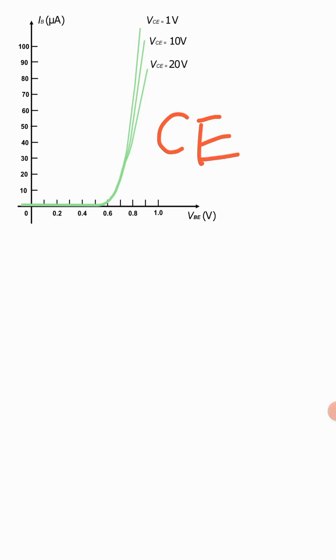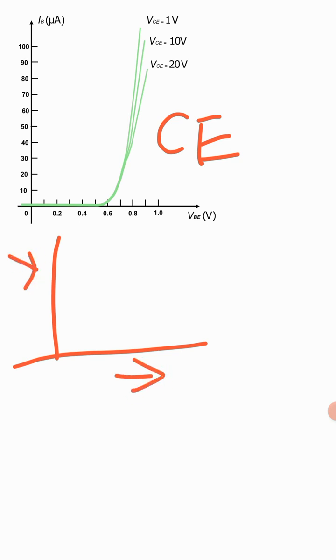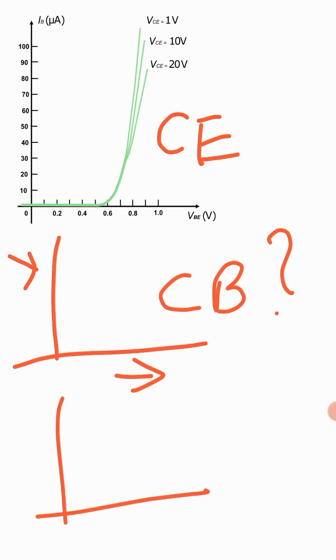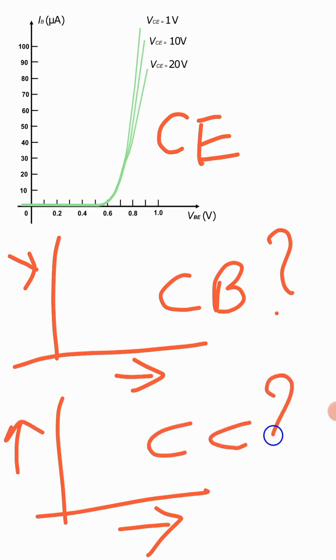Your task is to draw the characteristics and tell which current versus which voltage for the common base configuration. Can you name that? Similarly, draw the input characteristics for voltage and current for the common collector configuration. So that's an exercise for you.